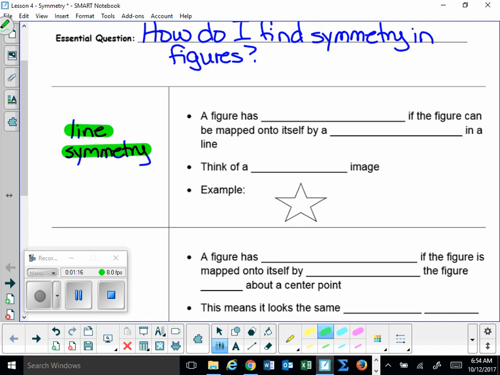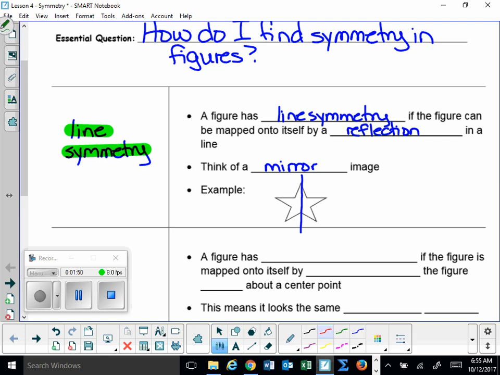A figure has line symmetry if it can be mapped onto itself by a reflection in a line. Think of a mirror image. Okay, so let's look at this particular star, right? I could draw a line right here, and if I folded that star in half, it would match up perfectly.